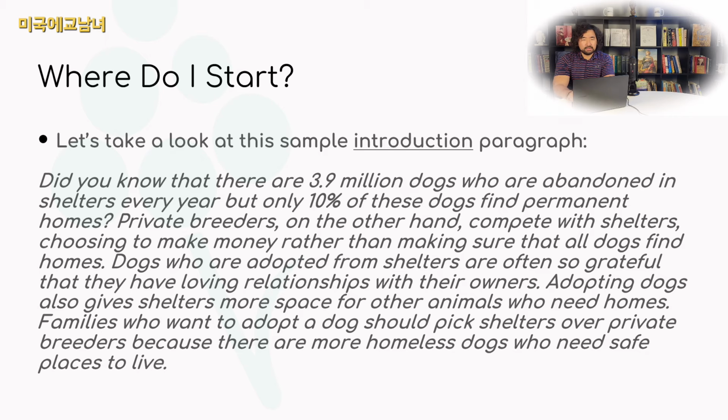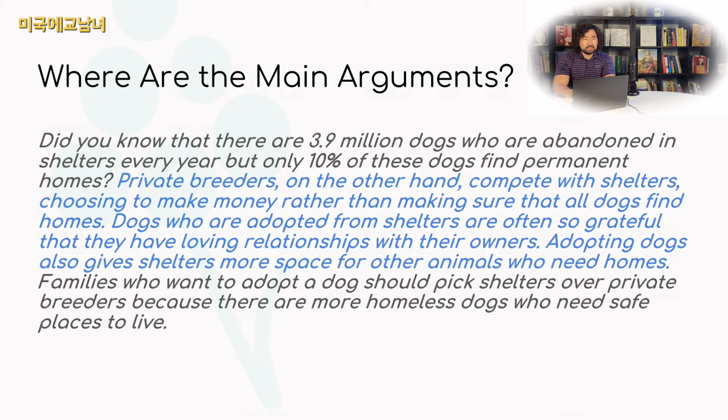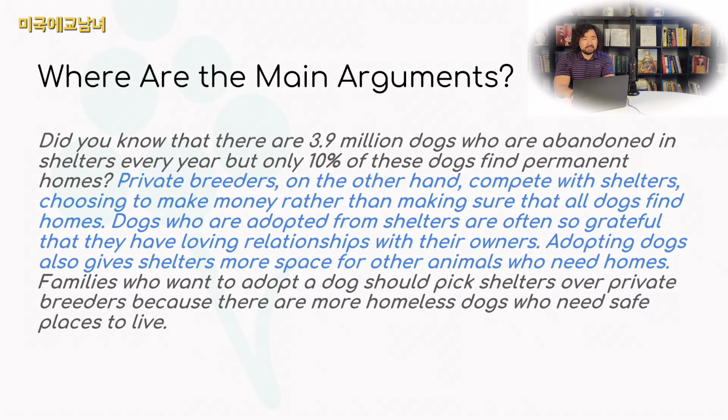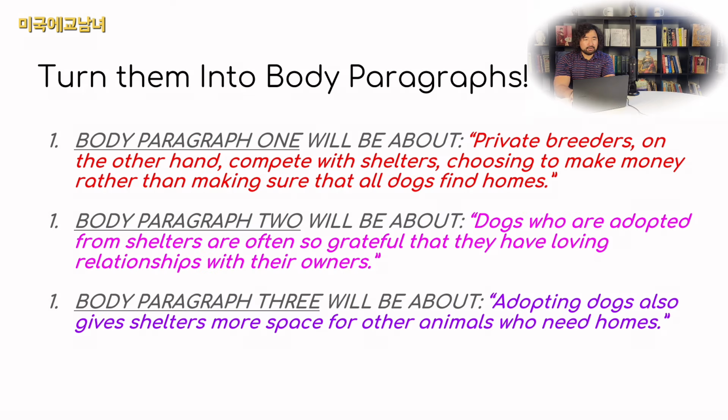That's the introduction. So where are the main arguments here? Main arguments are in the blue here. Private breeders, on the other hand, compete with the shelters, choosing to make money rather than making sure that all dogs find homes. Dogs who are adopted from shelters are often so grateful that they have loving relationships with their owners. Adopting dogs also gives shelters more space for other animals who need homes. So those are the main arguments. There are 3 main sentences here. Let's break it down.